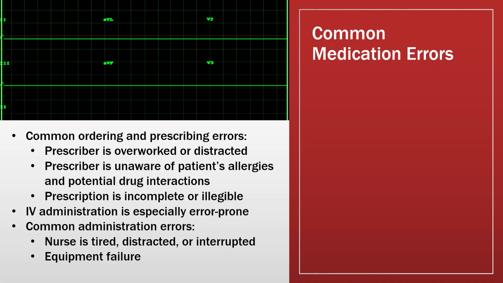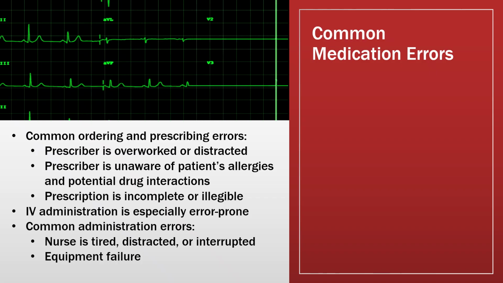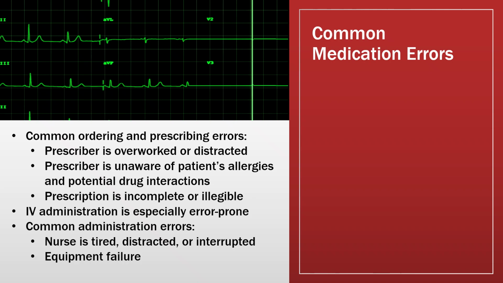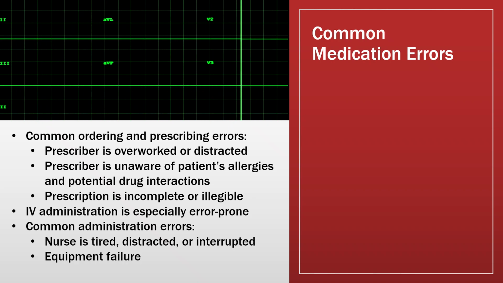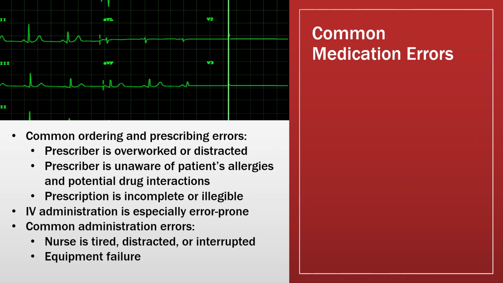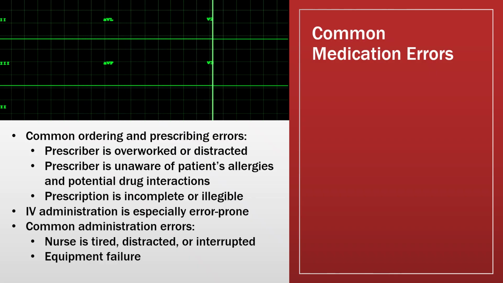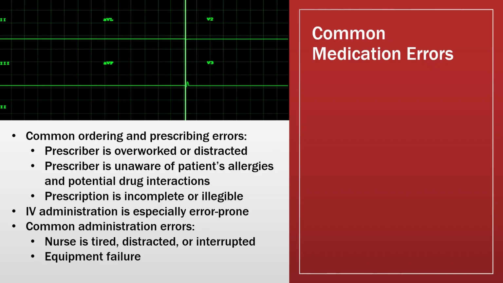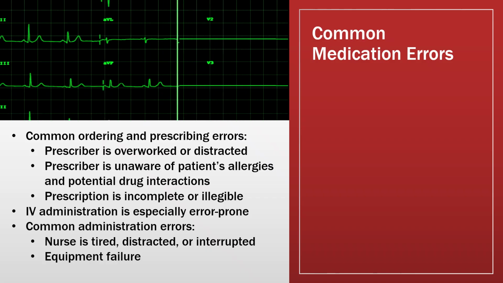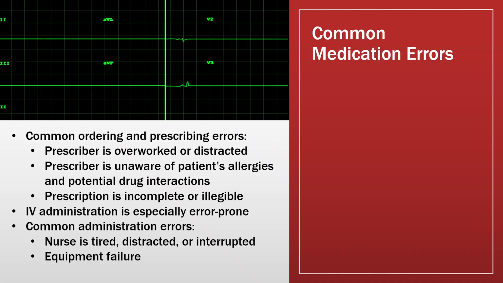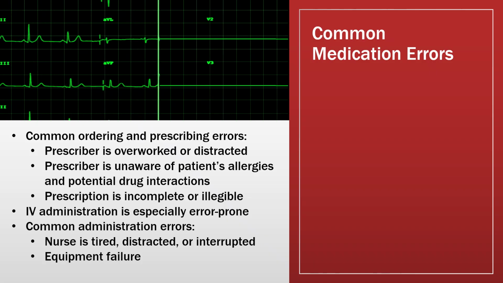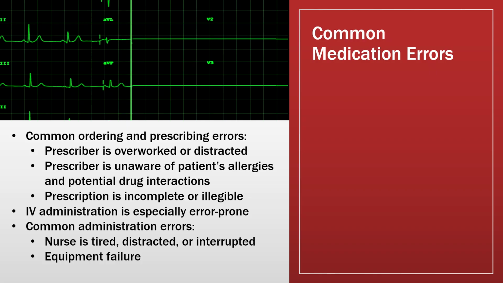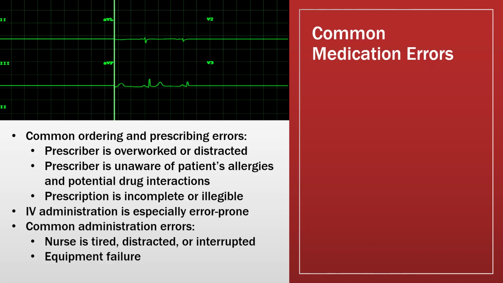Even with the five rights of medication administration, errors still happen, and they can be devastating. Some errors start at the very beginning with ordering and prescribing. A prescriber might be overworked or distracted, missing key details. They might be unaware of a patient's allergies or potential drug interactions, or the prescription itself is incomplete or illegible, leaving room for misinterpretation. Other errors occur during IV administration, which is particularly vulnerable because of the complexity of doses, pumps, and timing. And finally, errors can happen at the point of administration.